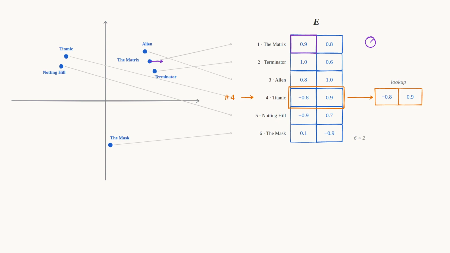Multiply Titanic's one-hot row vector, 0, 0, 0, 1, 0, 0, by the matrix E. By the rule of vector times matrix multiplication, each column of E gets folded with this row, and from each column exactly its fourth element survives. The result is precisely the fourth row, Titanic's coordinates. And the shapes agree. 1 by 6 times 6 by 2 gives 1 by 2.